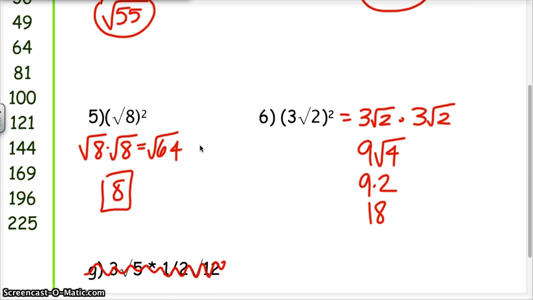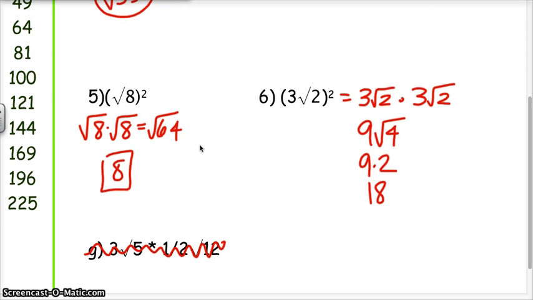For number 5, an exponent of 2 means I'm multiplying the square root of 8 2 times. So the square root of 8 times the square root of 8 was the square root of 64. Type it in your calculator if you don't believe me, but the square root of 64 is 8. A normal 8, not a square root, 8. Number 6, I wrote down what was inside that square. 3 square root 2 times 3 square root 2, 3 and 3 is 9. Square root 2 times square root 2 is the square root of 4. Well, the square root of 4, again, if you don't believe me, do it in your calculator. It is a plain old 2. 9 times 2 is 18.